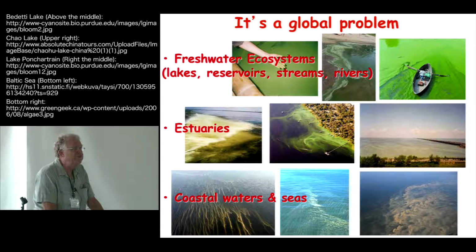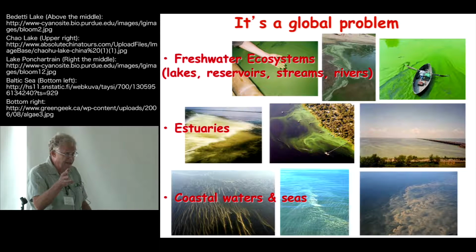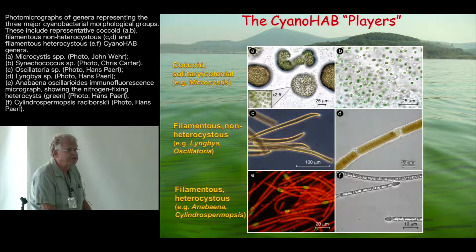The other thing I want to emphasize is that this problem is global. It exists on every continent, maybe except for Antarctica. And it's not just a freshwater problem. We need to deal with this issue of expanding cyanobacterial blooms all the way from the freshwater to the marine spectrum. This problem is expanding into estuaries and even coastal systems, as you can see down below, the Baltic Sea in Northern Europe.